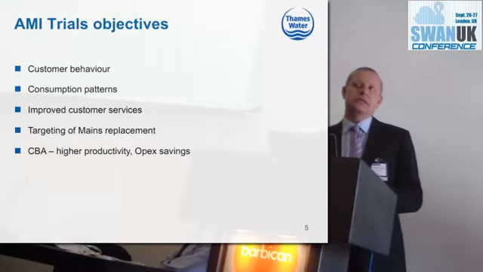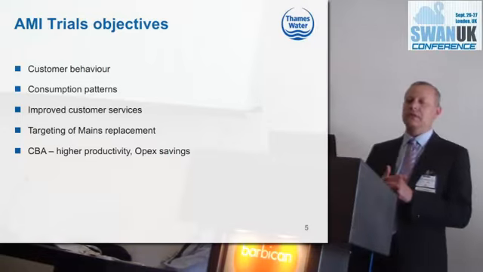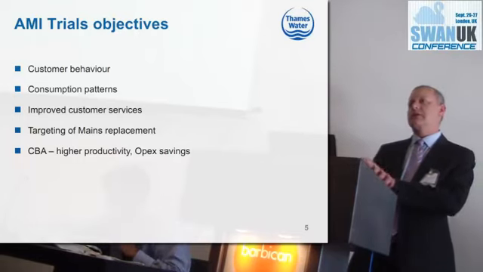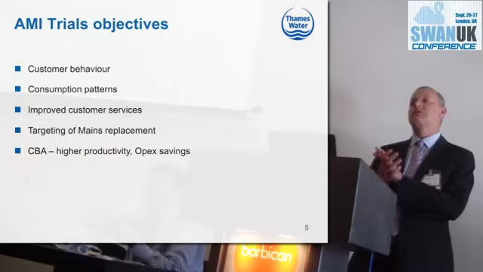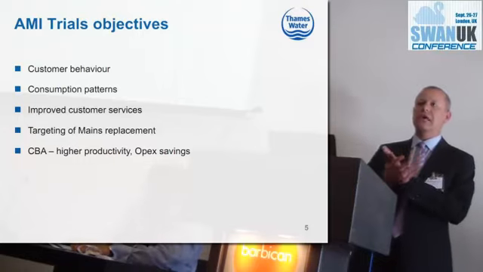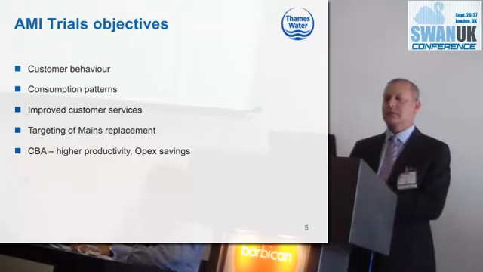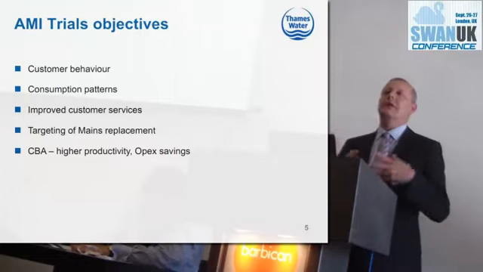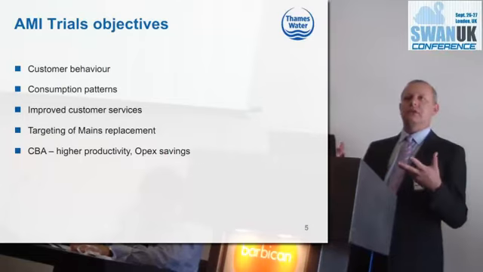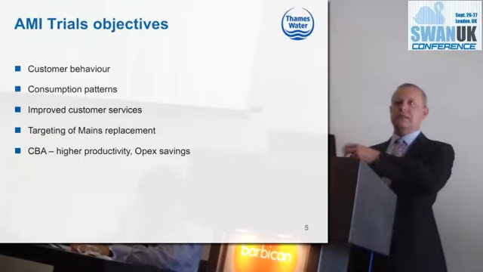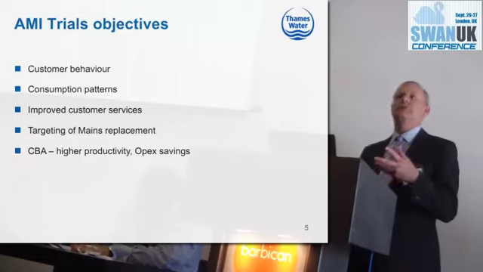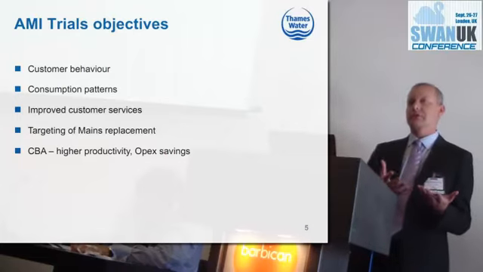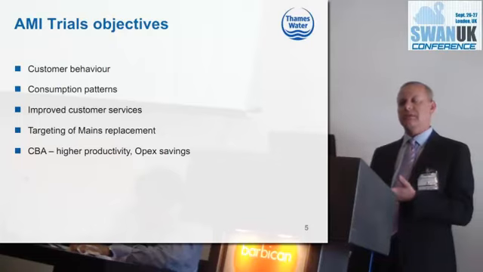Another very key objective for this trial is the targeting of mains replacement, because it's very expensive to replace the mains, and we have this aging network. We have our models, and some data that we built our models from, to identify the areas where the mains should be in a bad condition, and also based on the leakage information that we have from that area, and then replace those mains.